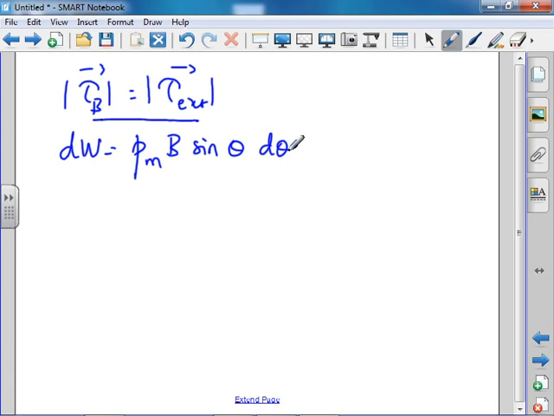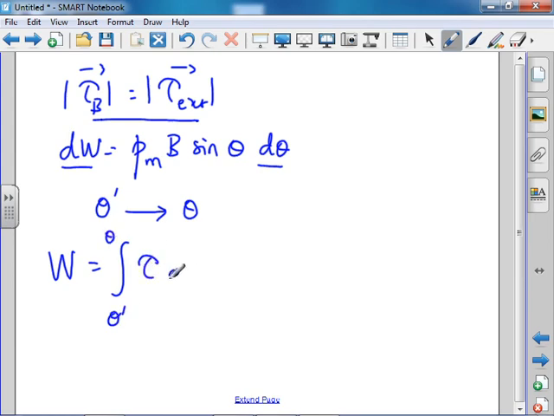So the smaller amount of work done to rotate through the small angle d theta is dW. Now if a Bohr magnet at theta dash has to be rotated to an angle theta, what is the total work done? What do we do? We are using the integration technique. Therefore W is equal to integral from theta dash to theta of tau d theta is equal to integral from theta dash to theta of PM B sin theta d theta.